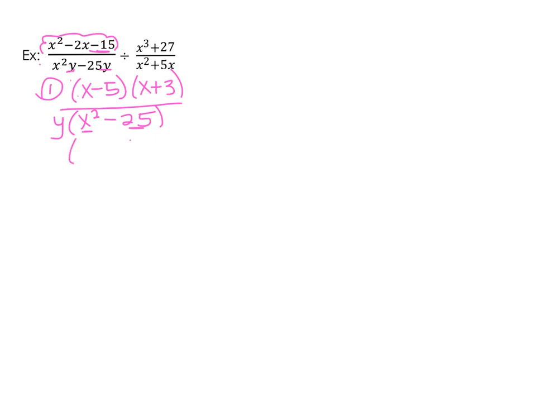And that will separate. The x squareds break up into x and x. 25 breaks up into 5 and 5. And there's a plus and a minus in between them. And then let's go ahead and put that y out in front, divided by x cubed plus 27. So that's the sum of two cubes.